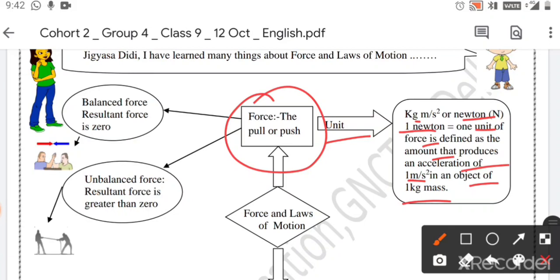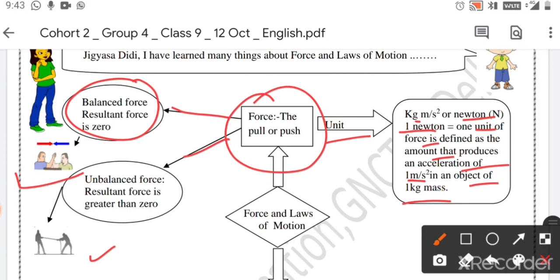So we have studied that force is of two types, balanced force and unbalanced force. For balanced force, an example is given here, and the resultant force is 0. In case of unbalanced forces, the resultant force is greater than 0. So we have discussed the tug of war game in the first worksheet, and this is the resultant force. Now the resultant force is greater than 0 in this case.